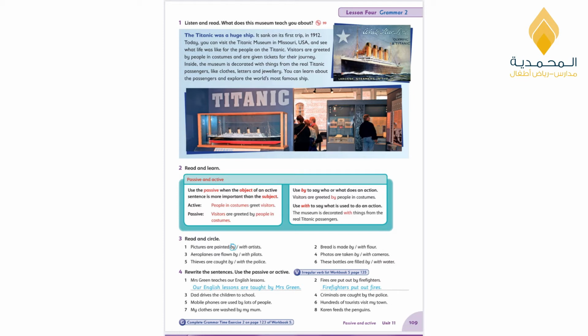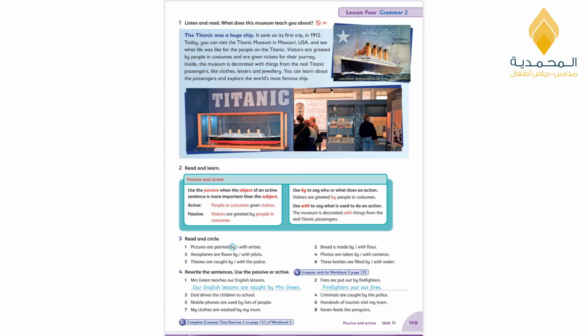Move to question number 3. Read and circle. Number 1. Pictures are painted by or with artists. Excellent. By. Move to number 2. Bread is made by or with flour. Excellent. With. Amazing. Number 3.